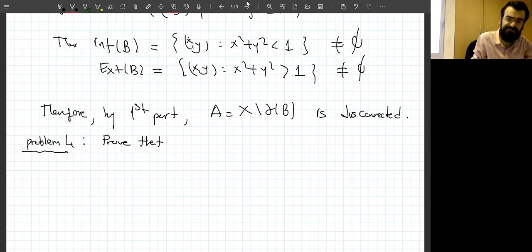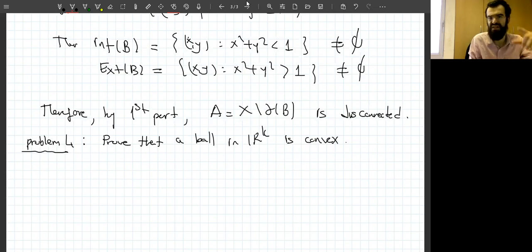Prove that a ball in here is convex. Convex means for any two points in the ball, we may find a line connecting them, okay? Not a general path, but a line. Solution. I will do it for a closed ball. You may try it for open balls. They are the same, and the proof works similarly.